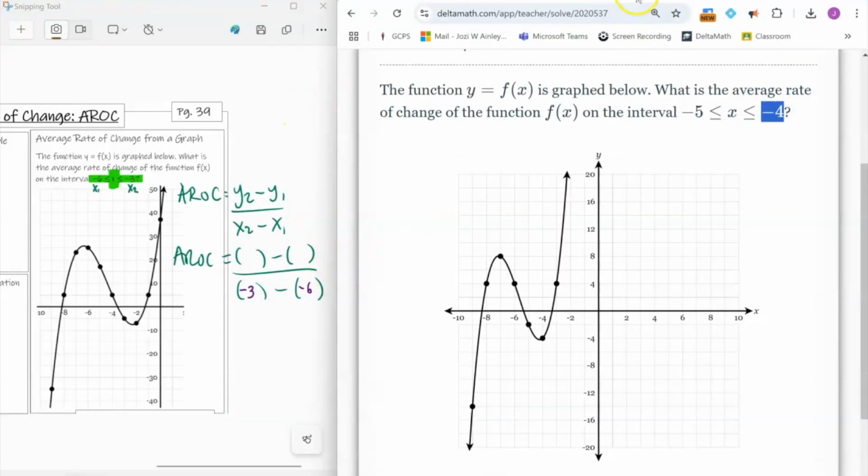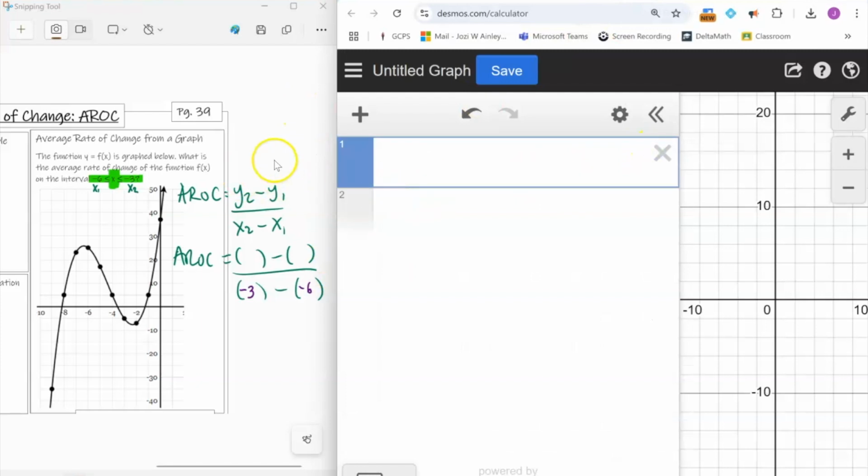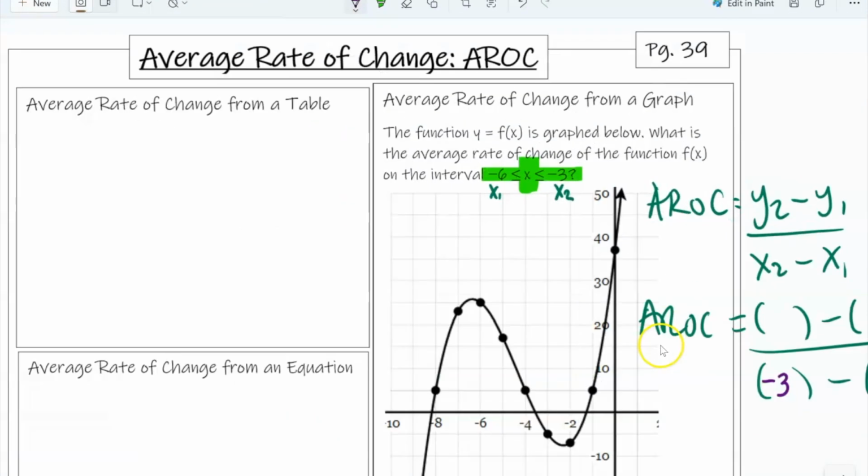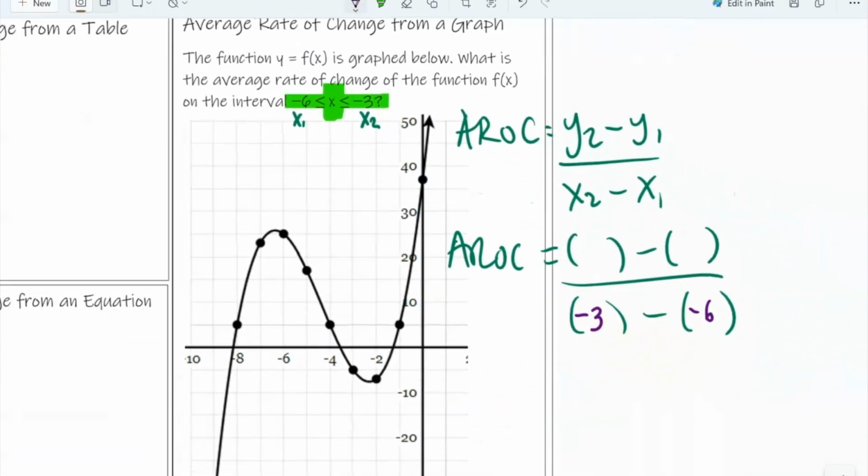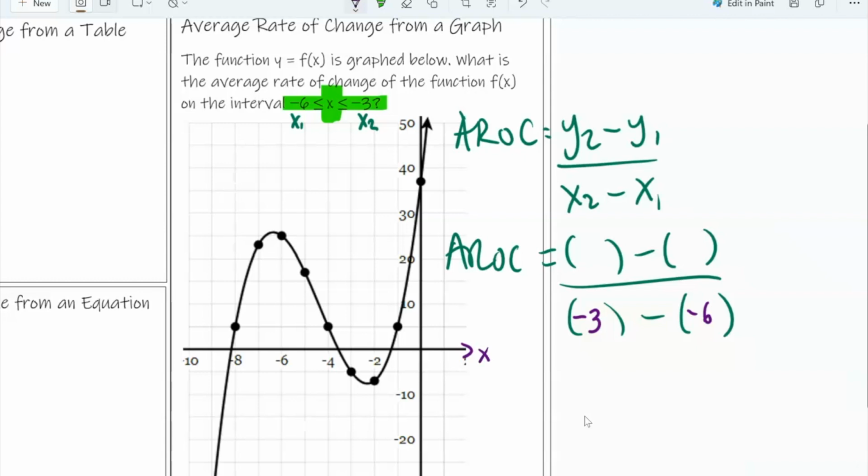Now we're going to go back to our actual question. So the value that I'm looking for, and again, you're going to pause the video and try it yourself. The value that I'm looking for is negative 3. So when x is negative 3, what is my y? So again, we're going to label our axis since I can't see it. So this is my x-axis and this is my y-axis.